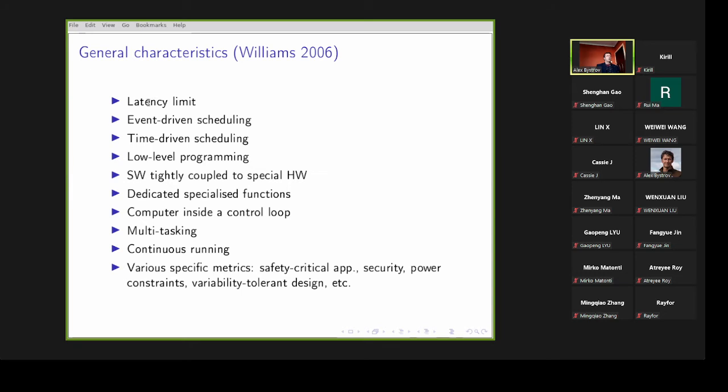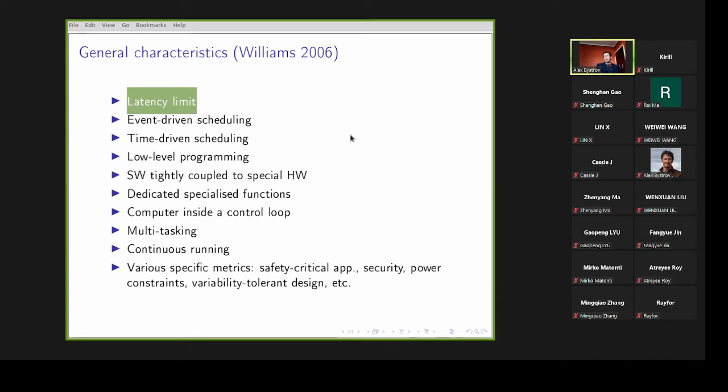General characteristics. Usually an embedded system has a latency limit. Latency limit means that there are two characteristics of performance of any system. One of them is latency, the other is throughput. Latency means that when an input arrives, at some point you expect the response to this. The time between the request and response is the latency, the lag of the system. And throughput is how many data items per unit of time the system is processing.